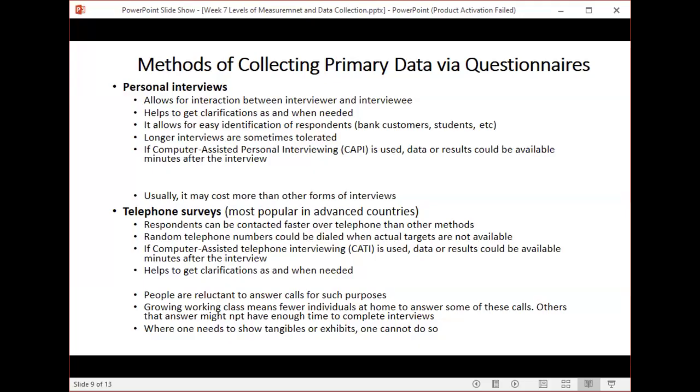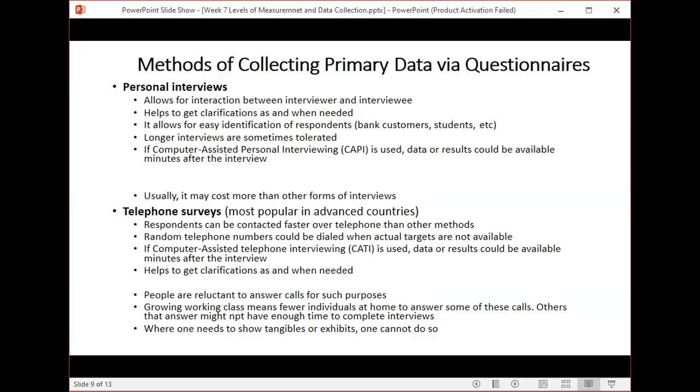Three, it allows for easy identification of respondents. So if you are there yourself, if someone is not supposed to answer your questionnaire, you are able to tell. It is more personal because you're able to identify this is a student, this is not a student. So I won't allow a person that is not a student to answer the questionnaire. So you're able to tell who your respondents are. And that is one advantage that you can have with personal interviews.